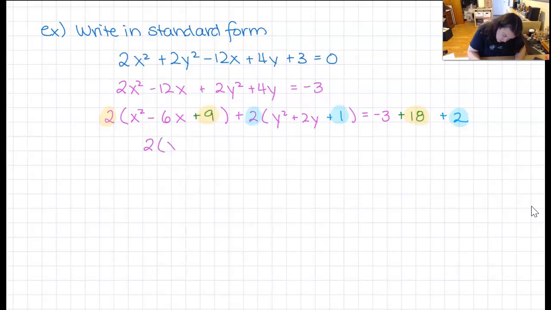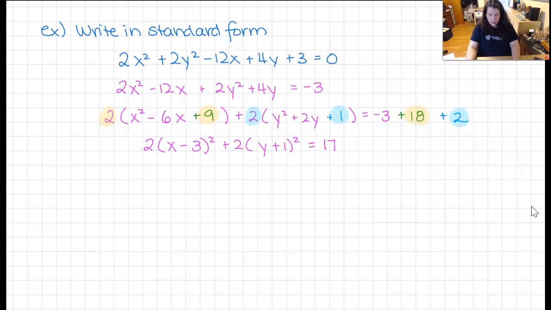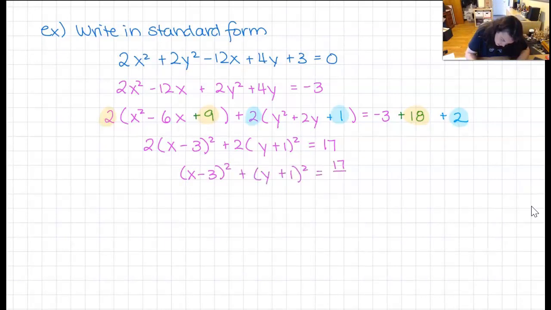So I have 2 times x minus 3 squared plus 2 times y plus 1 squared, and then I get 17. And then the thing now is I can't have those 2's there. I have to actually get rid of them. So when you think of the form that I gave, the x minus h squared, there's no coefficient in front. So divide everything by 2, and that gets us x minus 3 squared plus y plus 1 squared equals 17 halves. Ta-da! And now I can easily identify my center and radius.